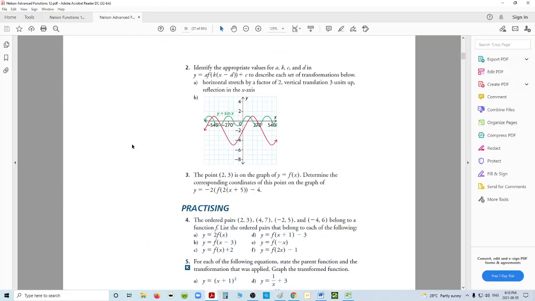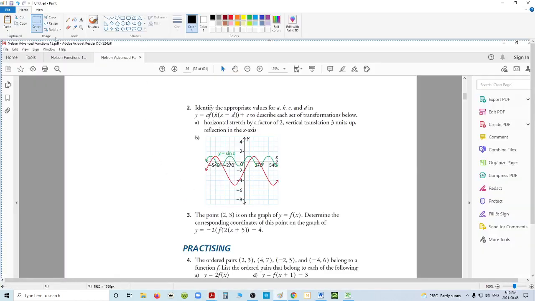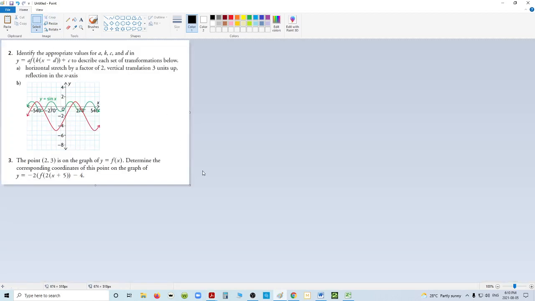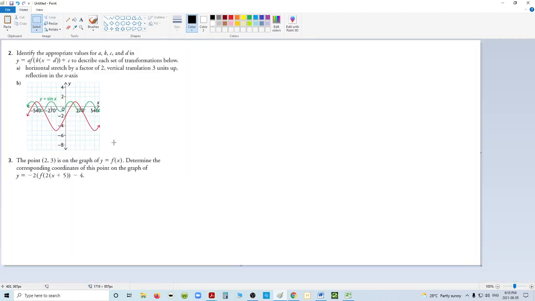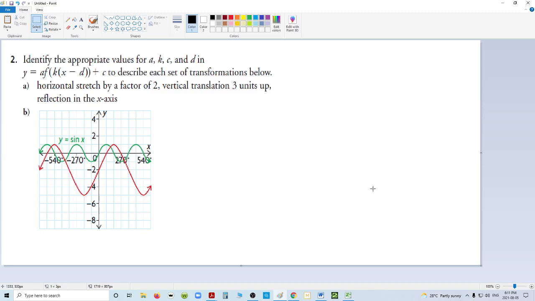All right, then they just ask you to do it from graphs and try to come up with the formula from the graph. And again, an important part of this is knowing all your parent graphs and knowing where their basic starting points are. So let's see if we can. They essentially want you to come up with a new formula. Identify the a, the k, the c, and the d in this formula, based on a horizontal stretch by a factor of 2, vertical translation 3 up, and a reflection on the x-axis.